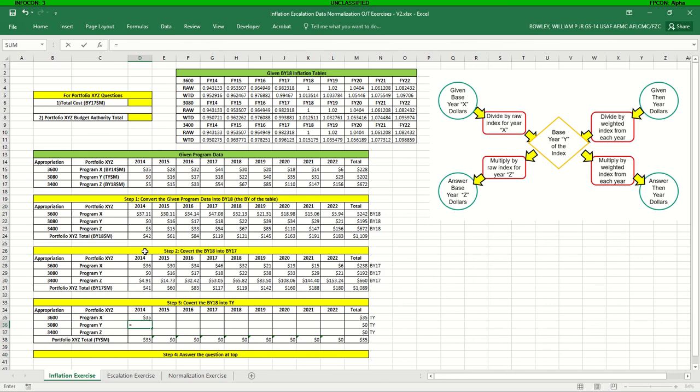And for program Y, we're going to do 3080 FY14 weighted. And lastly, for program Z, 3400 weighted. And in this case, we do want these equations to drag, so we do not lock the cells. And again, you can check these cell references here to make sure you're grabbing the right years in your calculations.